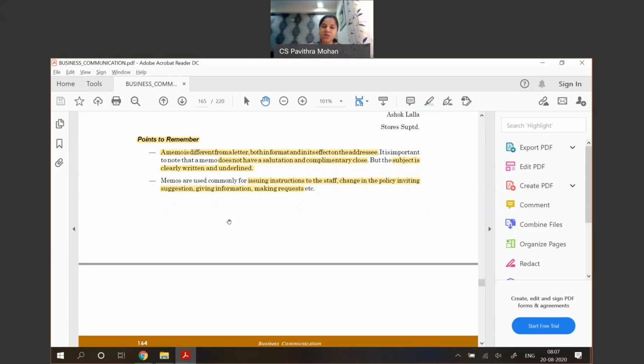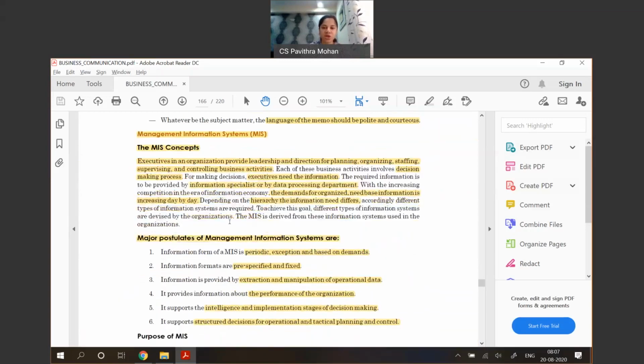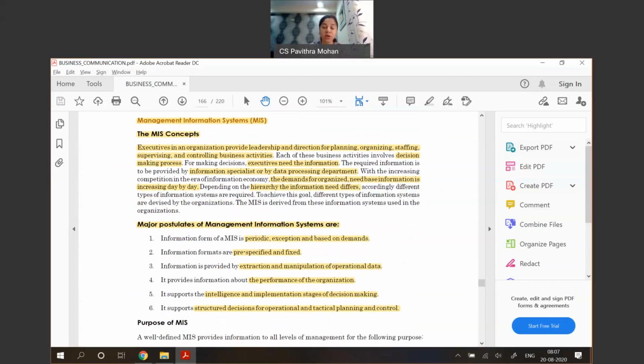For all these purposes, memorandums and internal communications, intra-department or inter-department communication, will be used, and the language used is most of the time polite and courteous. Okay, it won't be rude or strict or in the form of giving any orders. So now the next concept we are going to understand is management information system.